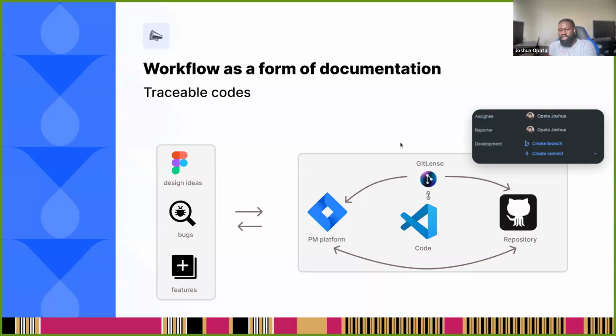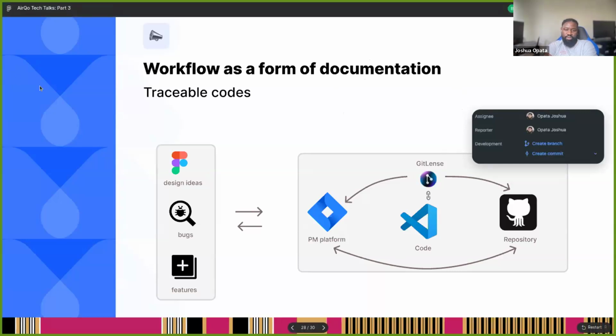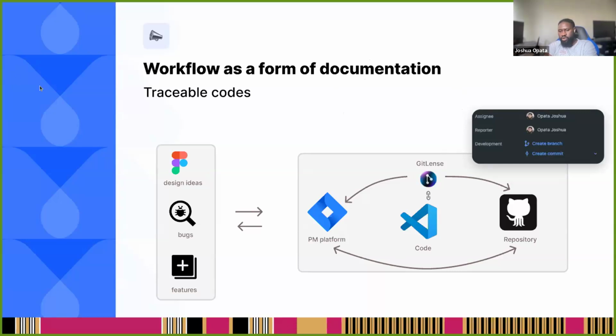So the arrows you see here show how each of these workflows are linked. Each of these platforms are linked, and you can start through any of them. So let's say you are in the project management platform. I'm using Jira, for example, here, and I'm going to use VS Code as an example of the IDE you use, and also GitHub as the source control repo you are using. So let's pick Figma as the design idea platform, and then start from there.